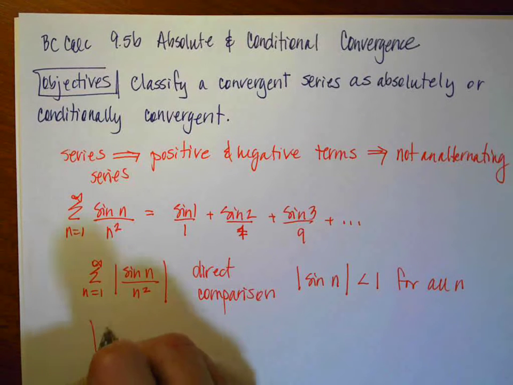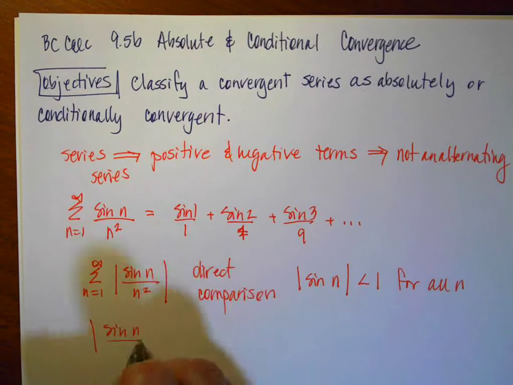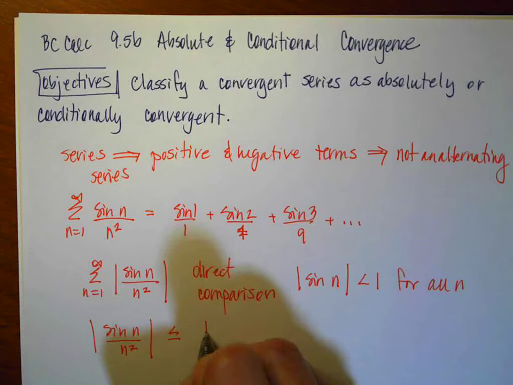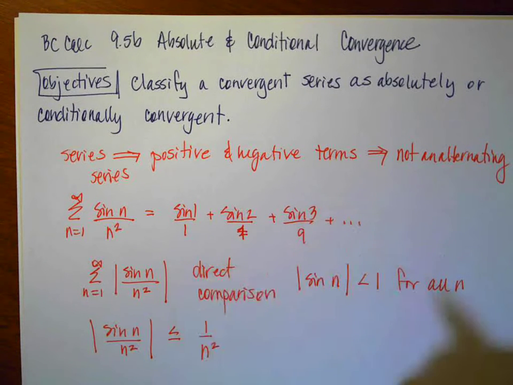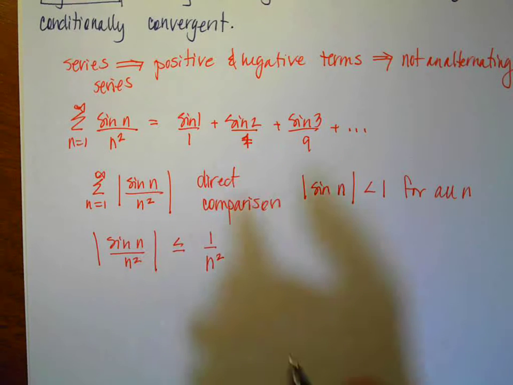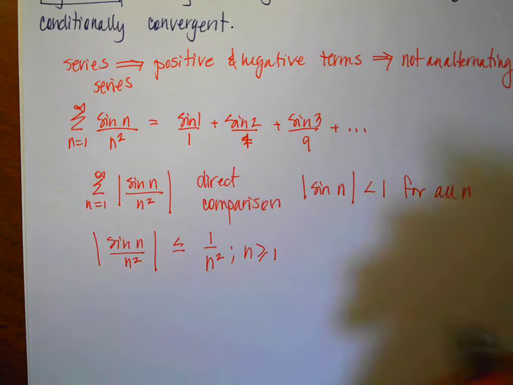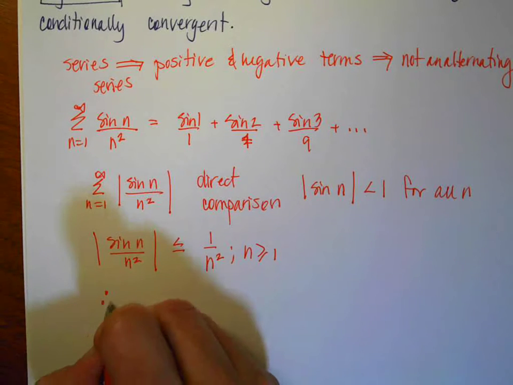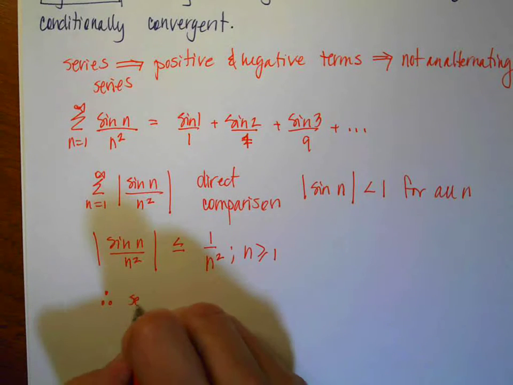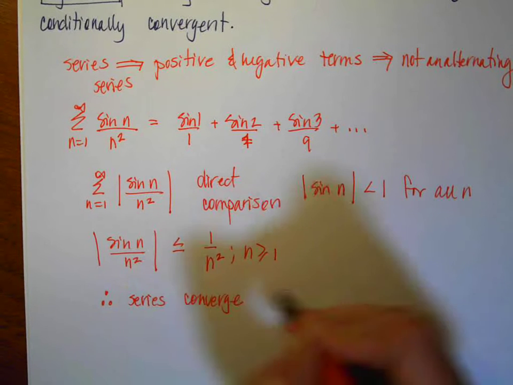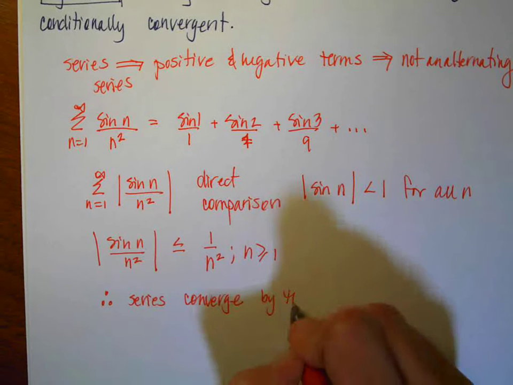So then that would mean that the absolute value of sine of n over n squared is going to be less than or equal to 1 over n squared. So I kind of did do the comparison, so I lied just a little bit. And then n is going to be greater than or equal to 1. So then we would say, there's my lovely therefore dots, that the series would converge by the direct comparison test.